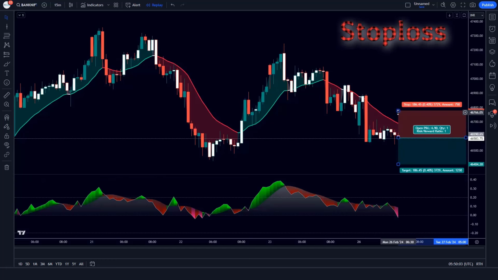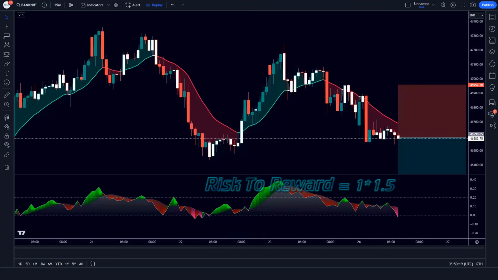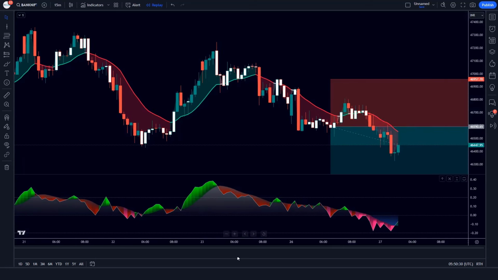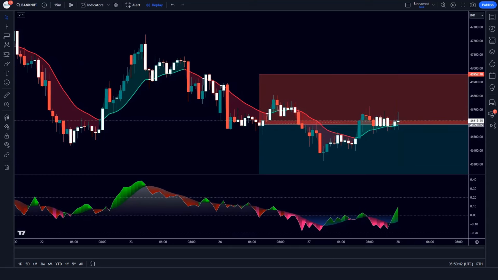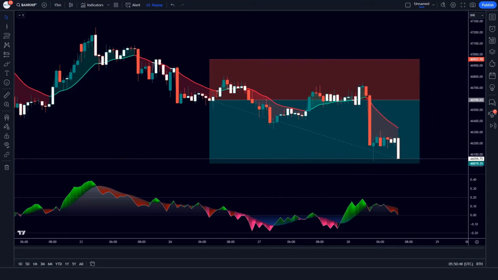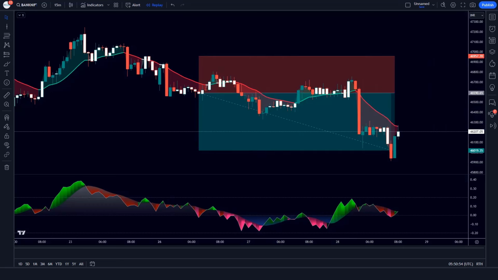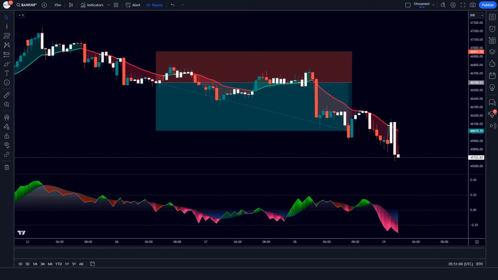Our stop loss will be placed at the current market of higher level, and the risk to reward ratio will be 1 to 1.5. The market has completely hit the target. Start using the volume buoyancy indicator on Tradingview today and take your trading game to new heights.